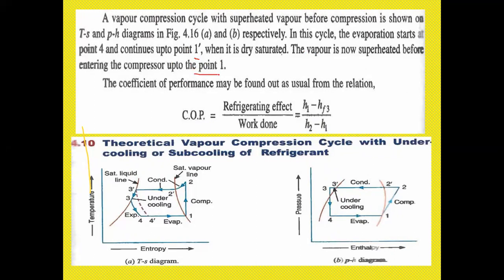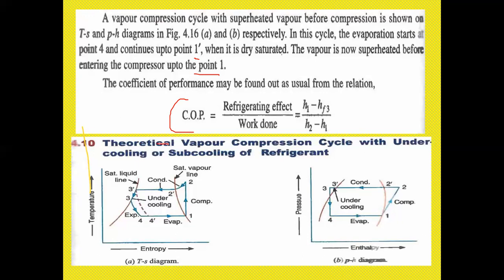The coefficient of performance may be found in the usual form of the relation: COP is equal to refrigerant effect divided by the work done of the vapor compression cycle. So COP is equal to refrigerant effect by work done.